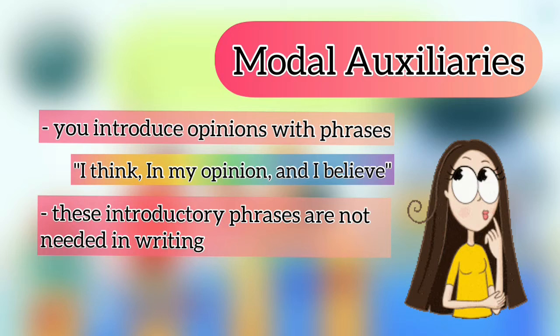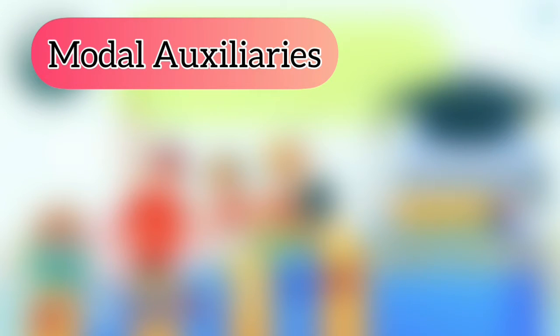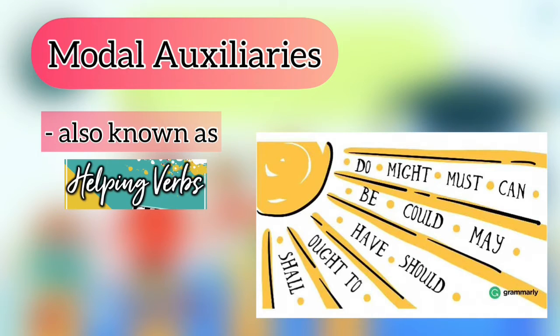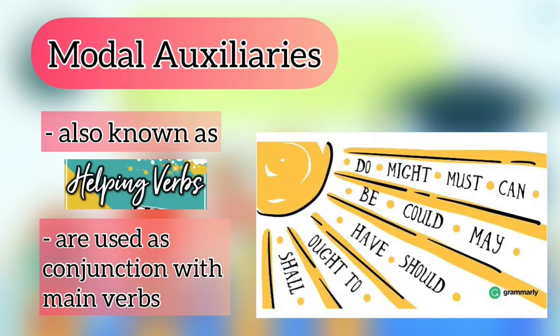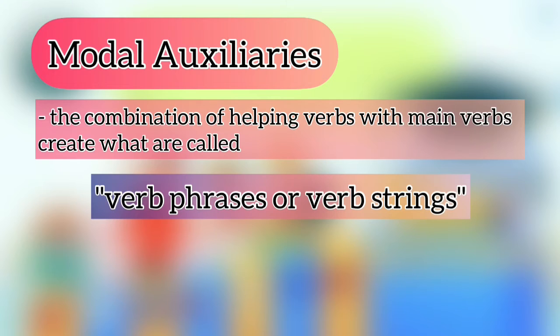That's why writers use grammatical methods such as modal auxiliary verbs to express their opinions. These verbs show the strength of a writer's opinion or argument. Modal auxiliaries are also known as helping verbs, such as do, might, must, can, be, could, may, have, should, ought to, and shall, which are used in conjunction with main verbs to express shades of time and mood. The combination of helping verbs with main verbs creates what are called verb phrases or verb strings.